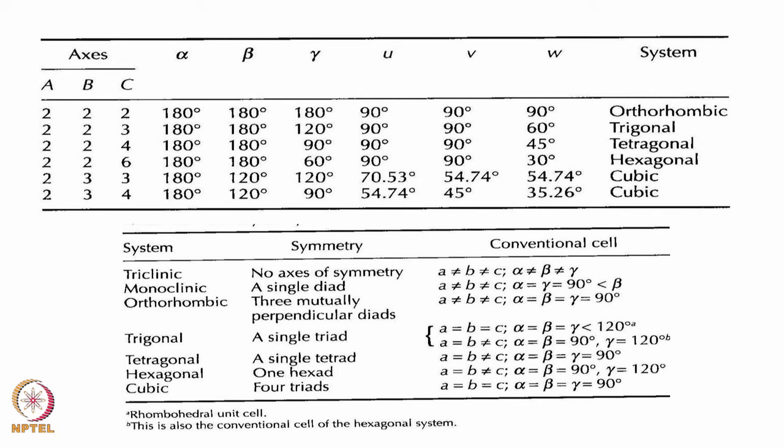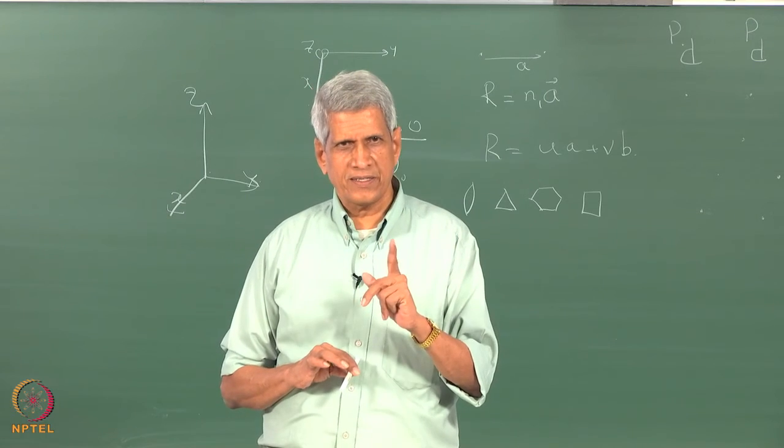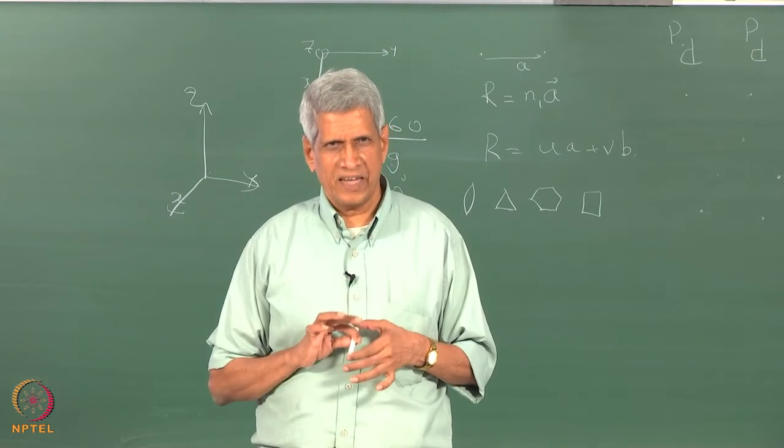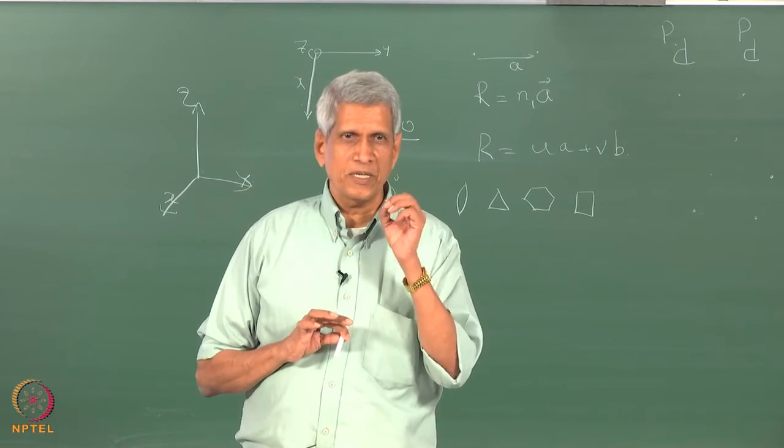Triclinic, if we take it, a triclinic crystal will have only one-fold rotation. There is nothing else there. Crystal structure will not have any other symmetry other than translation. Translational symmetry all lattices will have, correct? Then if you look at monoclinic, monoclinic will have only one two-fold rotation around an axis, and that is the only symmetry element which is present in that. That is the minimum symmetry element which is present.